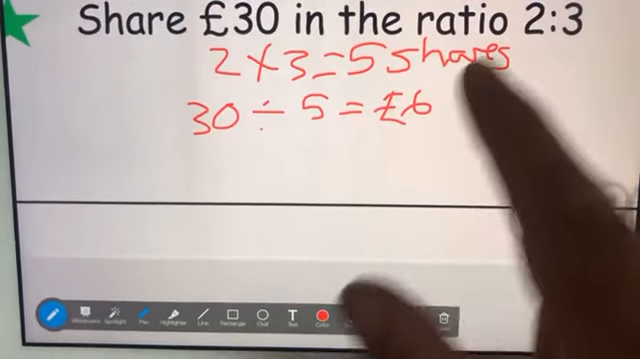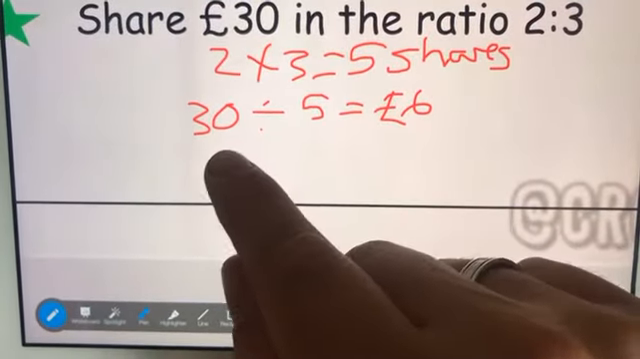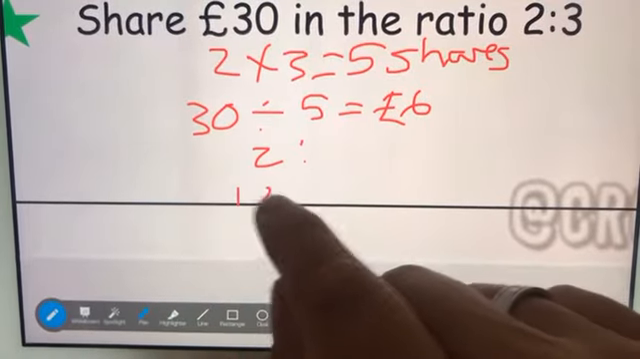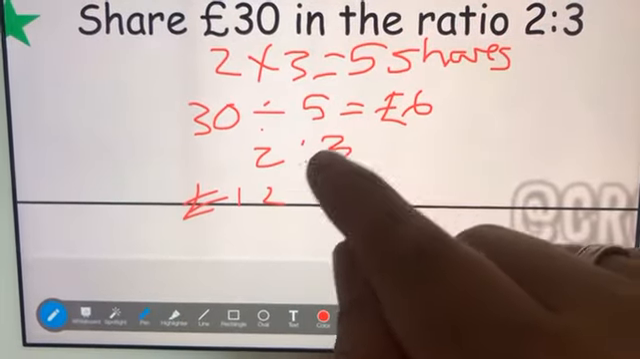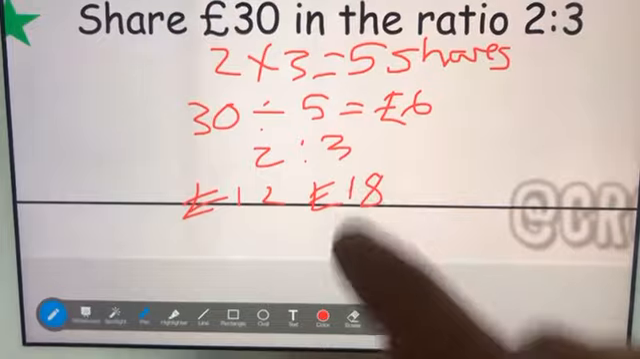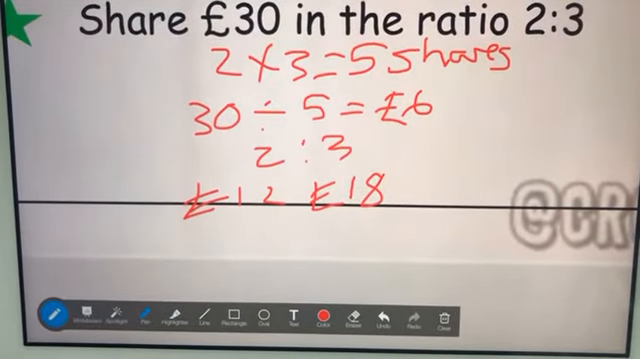Then I've got to do £6 times 2, which is £12. And then I've got to do £6 times 3, which is £18. So it's £12 on the left hand side, £18 on the right hand side.